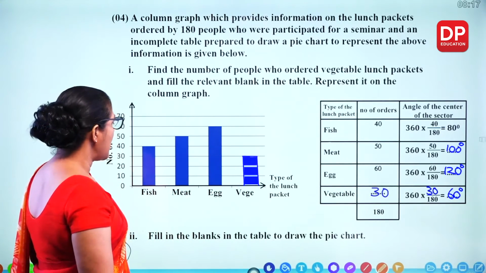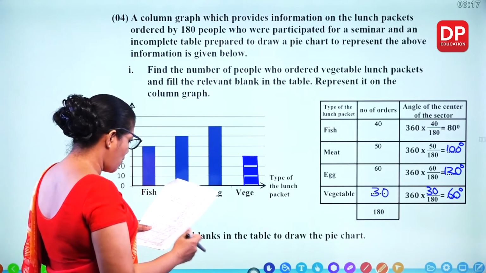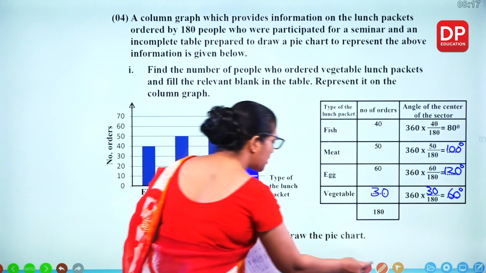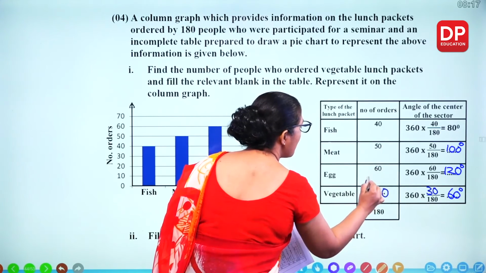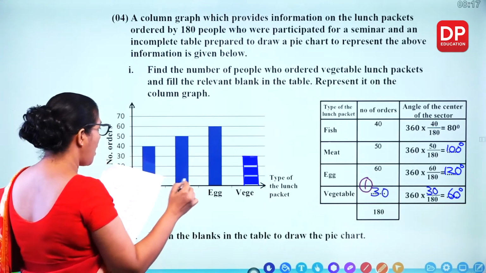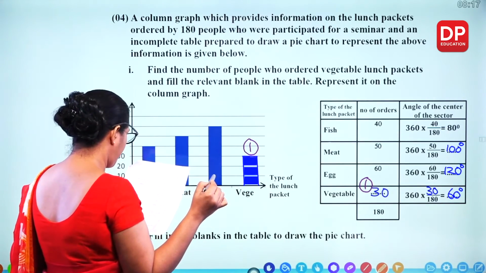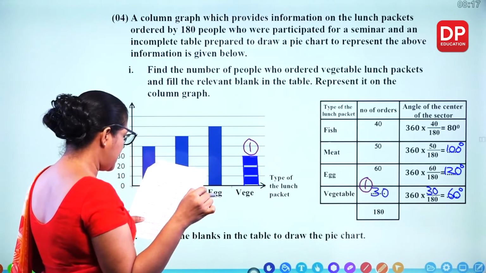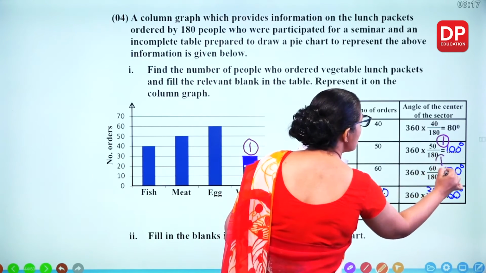So that's the table. So how many marks for that table? 1 mark, showing that the value is 30 here. 1 mark for 30. And 1 mark for this bar. And then 100, 120, 60, 1 mark each. 1, 2, 3.